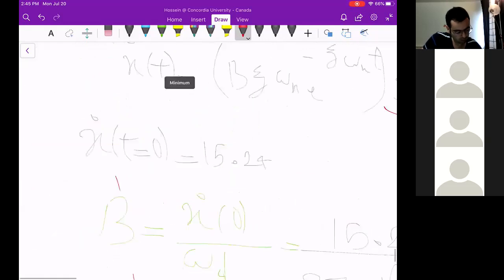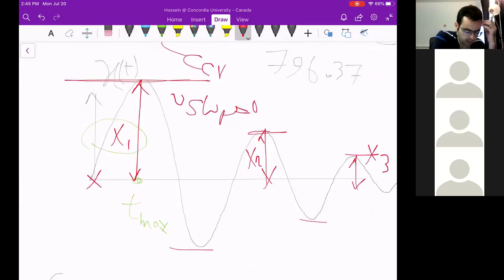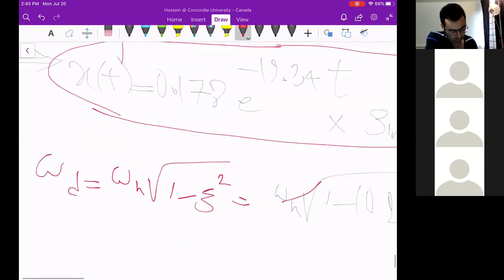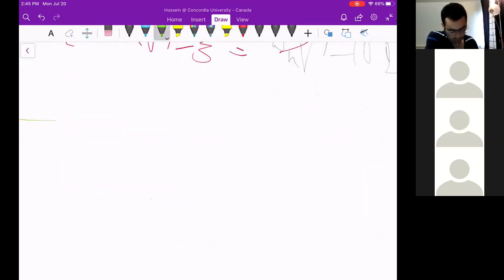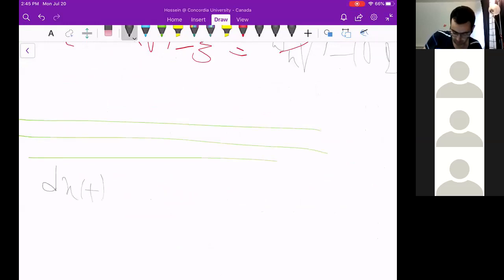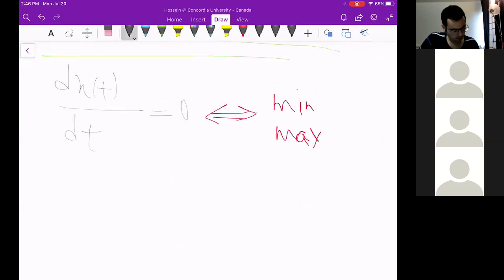We basically want the maximum amplitude. All you have to do is take the derivative and set it equal to 0. Mathematically, this will give you the extremum point, the maximum point, and the corresponding t, which would be t max. So if we have x, you just take the derivative: dx of t over dt equal to 0. This will give you the extremum point.